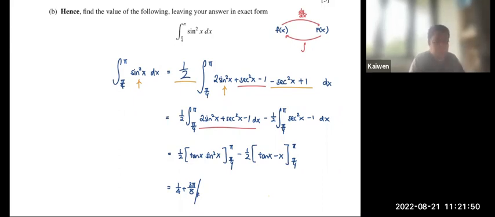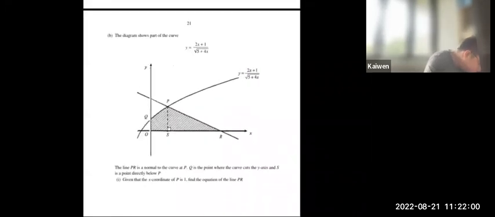I'm not going to do part 1. I'm just going to go straight into part 2 because part 2 is the most difficult part in this whole paper. So this one requires a little bit of explanation. Let me go through this very quickly.